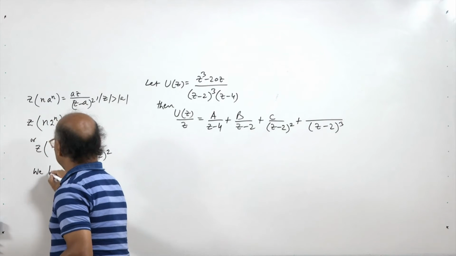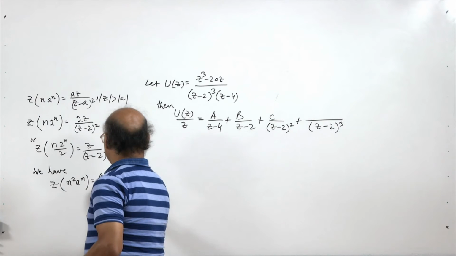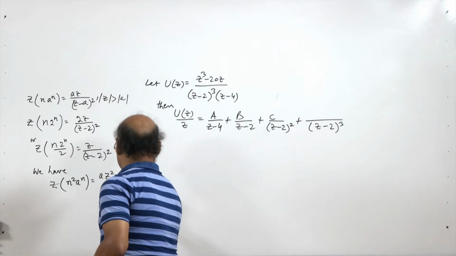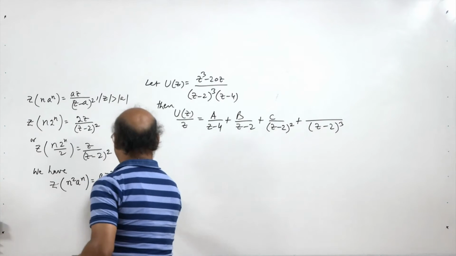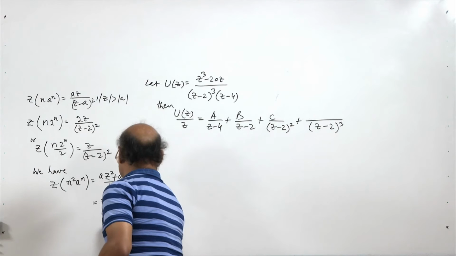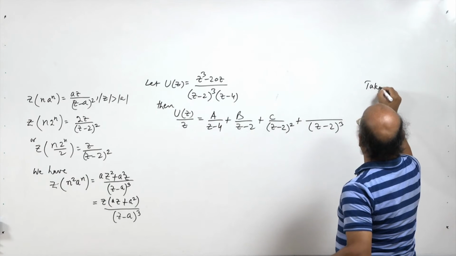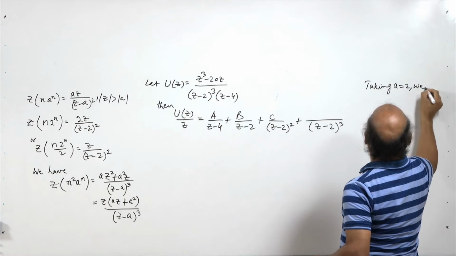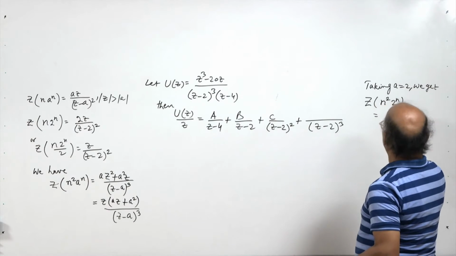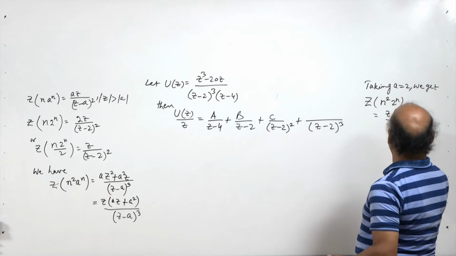We have the Z transform of n square a to the power n. This is equal to (a z square plus a square z) divided by (z minus a) whole cube. So, this is actually z times (az plus a square) divided by (z minus a) whole cube. Now, if I take a equal to 2, we get the Z transform of n square into 2 to the power n equal to z into (2z plus 4) divided by (z minus 2) whole cube.